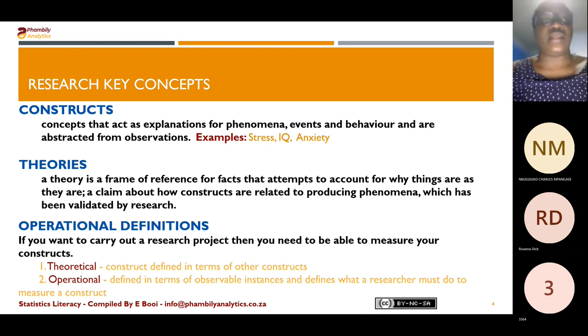And this can happen in two ways. It can happen theoretically, which is by looking at the terms that were well defined, right? That are just the constructs that already exist. Or you can look at it in operational terms, which is an observable instance where you are able to observe. And usually this is what the researcher must do to measure the construct, where you are able to create that instrument and create measures that will tell you that this person has a high stress level, low stress level, or moderate stress level. That is operationalizing the information.